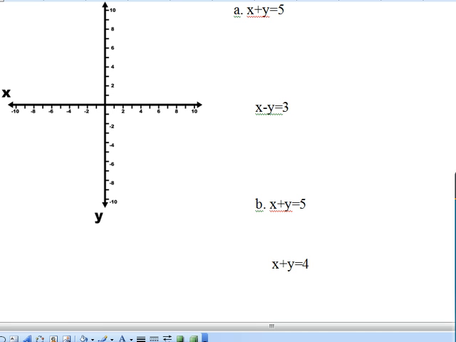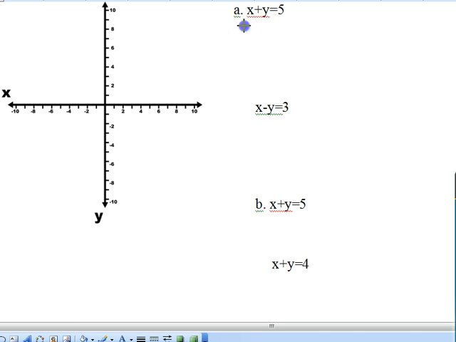So look at the ongoing assessment on page 454. Okay. It gives us two systems of equations, and it says which of the systems is inconsistent. So we're going to solve for these systems, and we're going to figure out which one is a system that is inconsistent. So let's look at A. x plus y equals 5 is one equation that we're given, and x minus y equals 3 is the other.